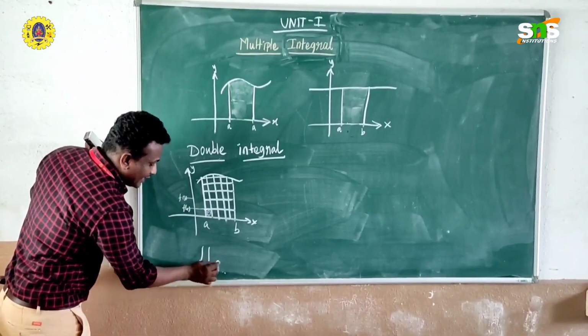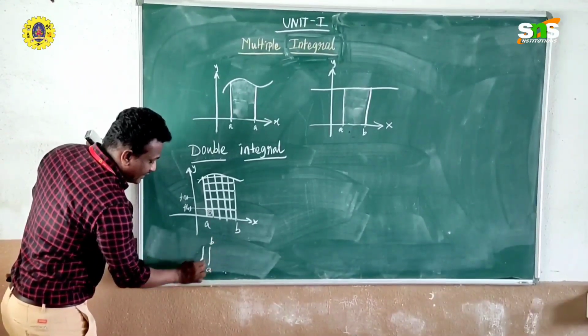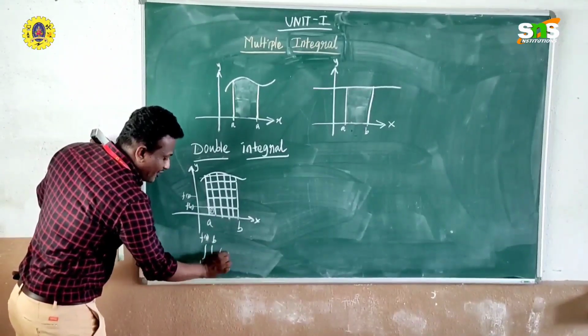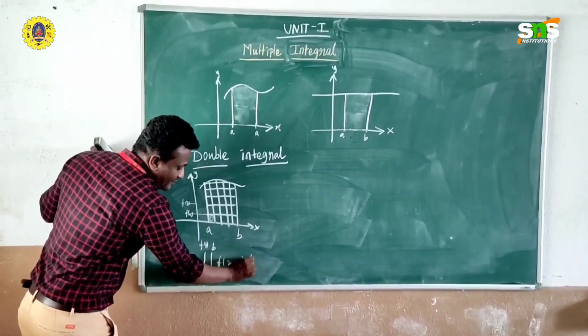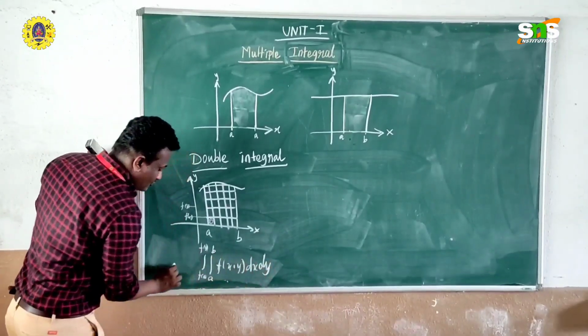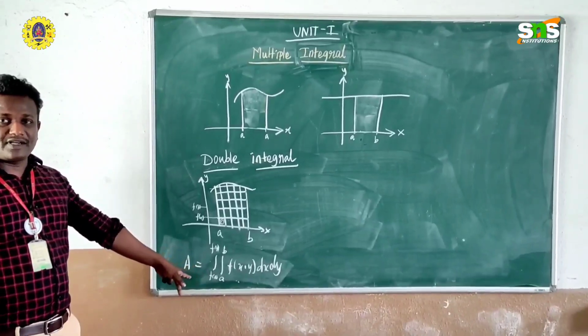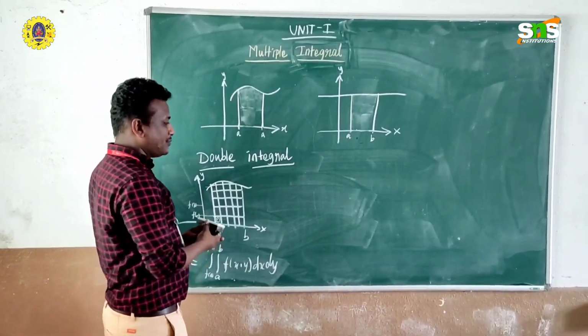Double integral from a to b, then f of a to f of b, f of x comma y into dx into dy. To find the area, we use this notation in double integral. Clear? Now let us move to triple integral.